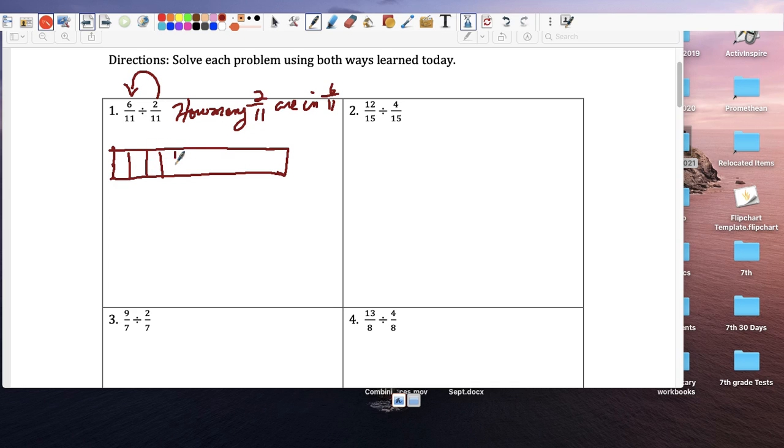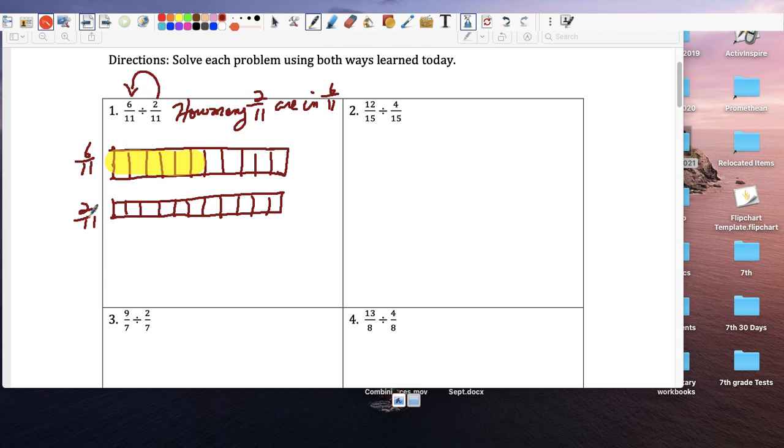1, 2, 3, 4, 5, 6, 7, 8, 9, 10, 11. There's 11 pieces. I'm going to shade 6. 1, 2, 3, 4, 5, 6. Right? And then right at the bottom, 1, 2, 3, 4, 5, 6, 7, 8, 9, 10, 11 pieces. So let me write 6. This is 6/11, and this is 2/11.